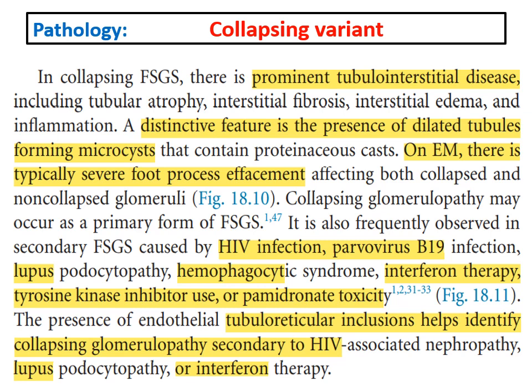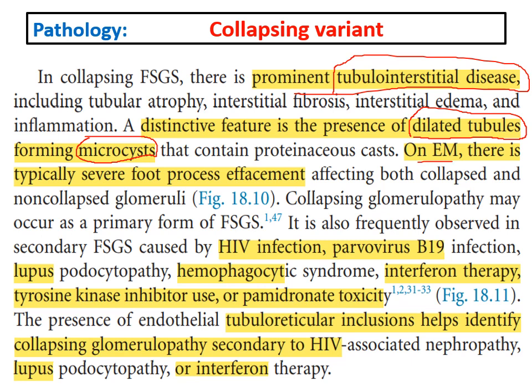Also, the collapsing variant is characterized by severe tubulointerstitial affection, described as tubular atrophy and interstitial fibrosis. Also, a very distinct feature of collapsing FSGS is the presence of dilated tubules forming what are called microcysts, which contain a proteinaceous cast. So there is more severe interstitial affection, with dilated tubules forming microcysts.